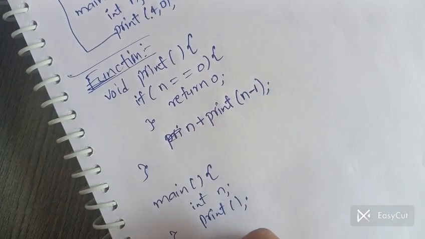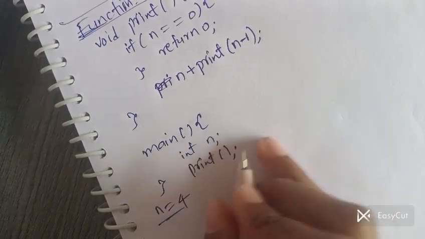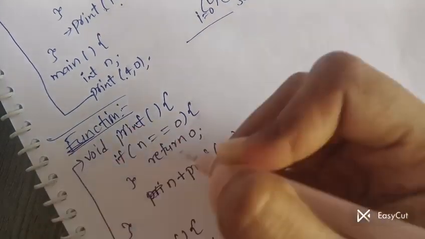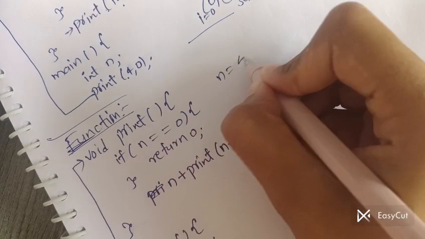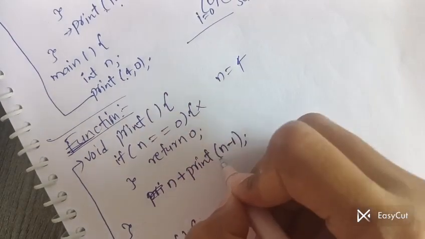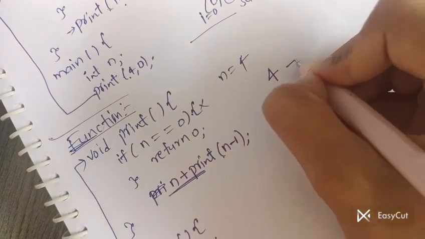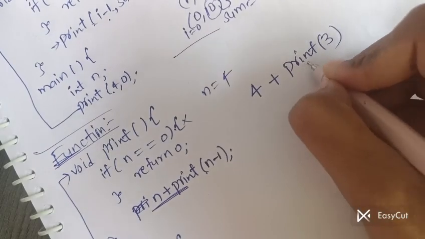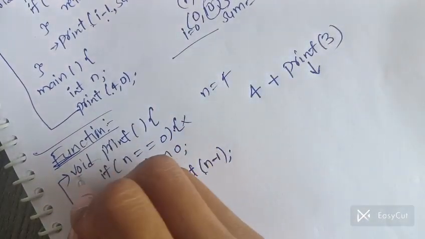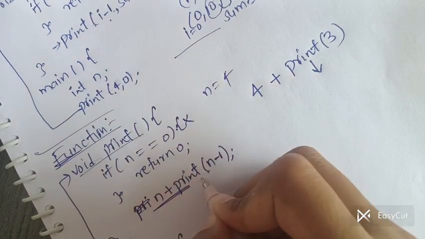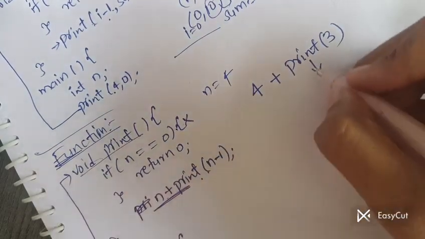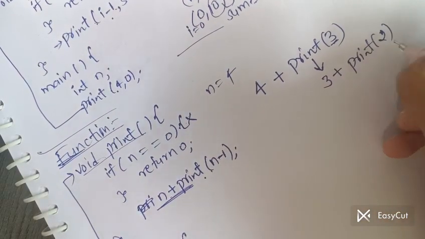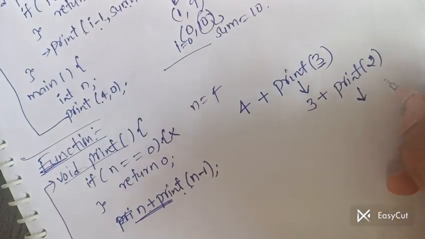Let's trace this by taking the n value as 4, similar to above. The print function is called here, and n is equal to 4, which is not equal to 0, so the condition is false. This line will be executed. Here it is n plus, that means 4 plus print function of n minus 1, that is 3. Now this function is called, this condition is false again, so this line will be executed. Here the value of n is 3, so 3 plus print of 3 minus 1, which is 2.